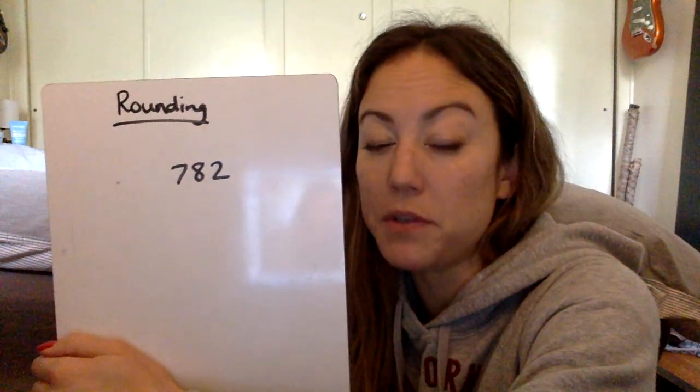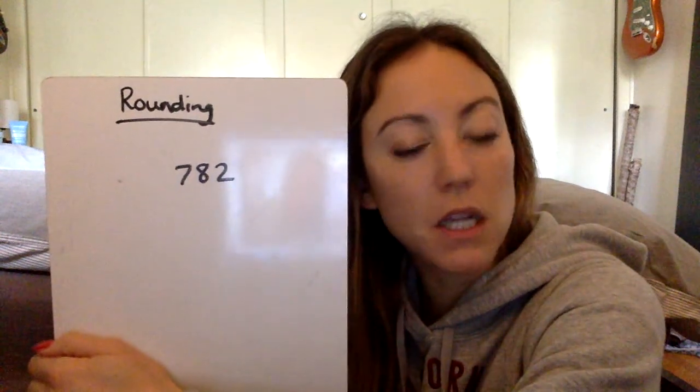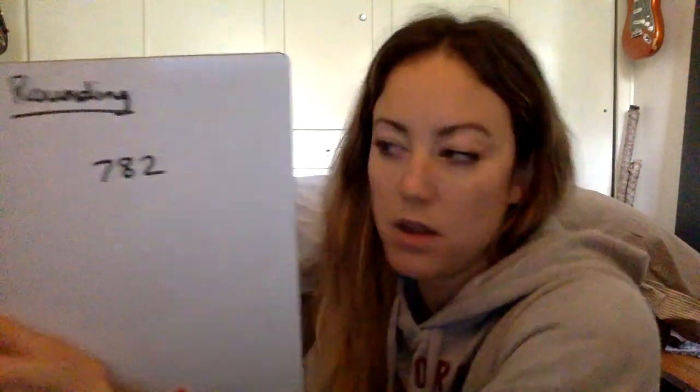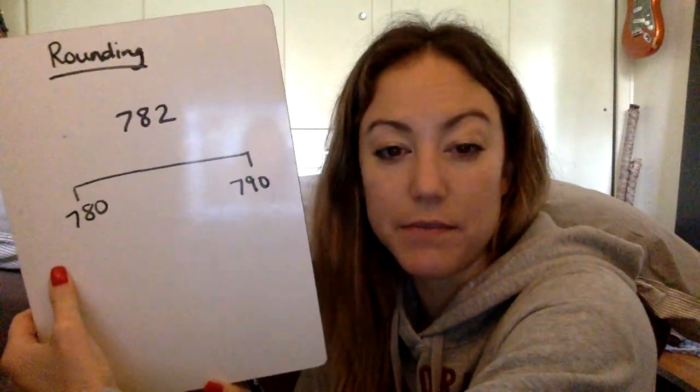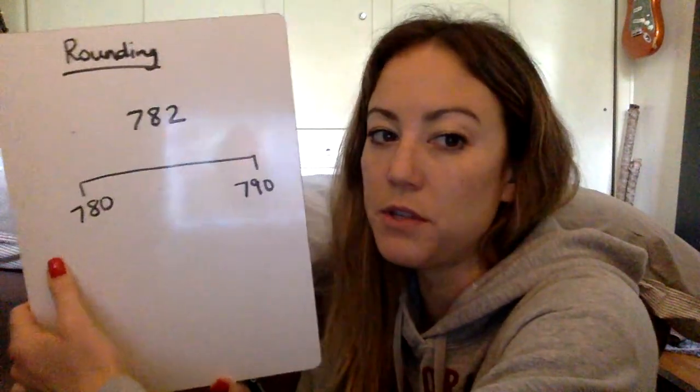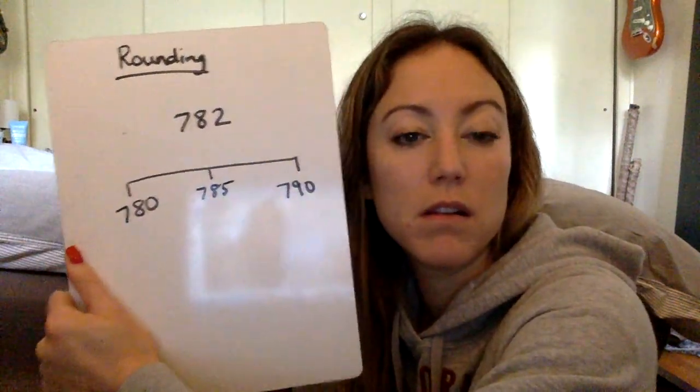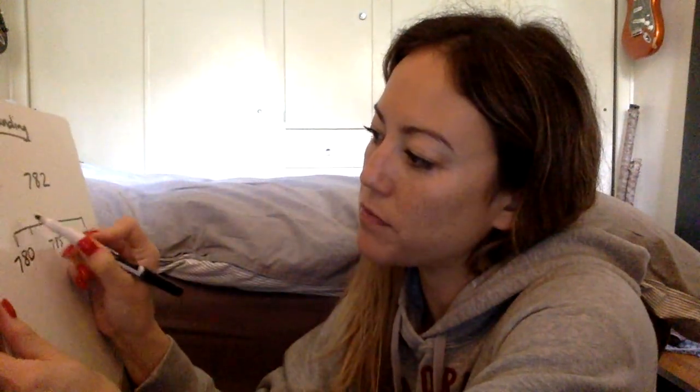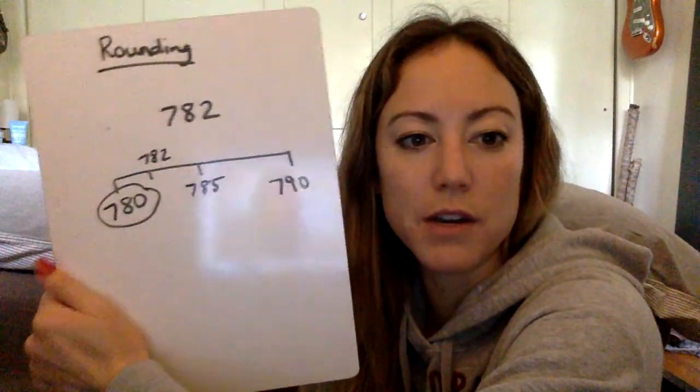So first you think about what two tens it is in between, and which one it's closer to. You can draw your number line if you want. I like to draw that because it helps me. So this number is in between 780 and 790. Once you figure out the two tens it's in between, you realize 785 is right in the middle. So 782 is about there. And then you realize you would round down because it's closer to 780, right?